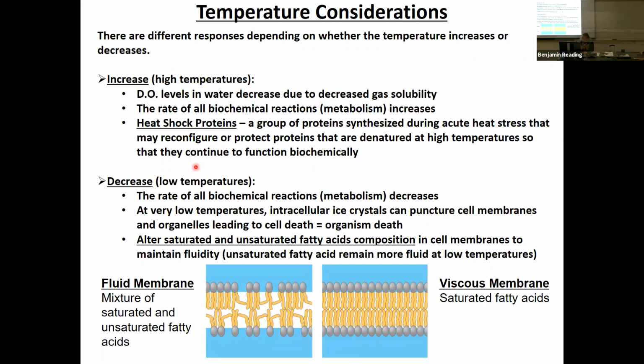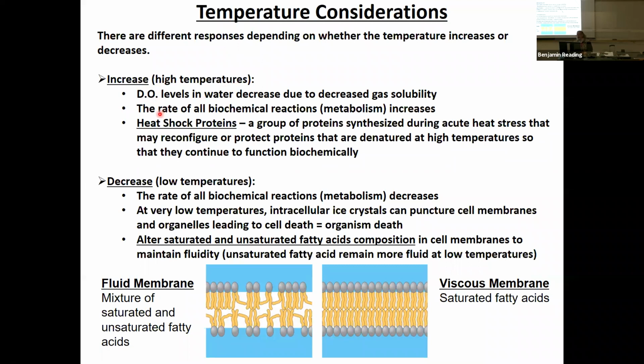Other considerations of temperature are this. There are different responses depending on whether the temperature increases or decreases. So recall from the respiratory gas exchange lecture, dissolved oxygen levels in water are decreased due to gas solubility, partial pressure in high temperatures. So the warmer your water is, the less oxygen it will contain. So this is an outright major consideration, right? You have to be able to deal with that.